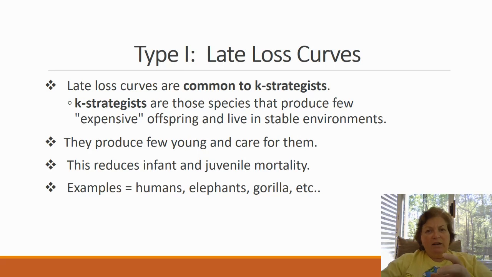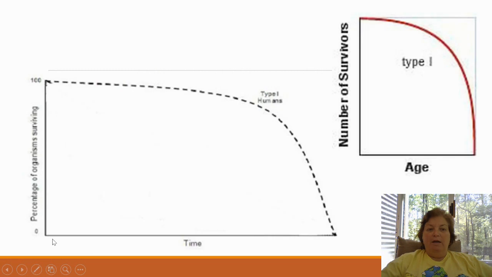We're going to invest a lot of time. Sometimes it's going to be years, sometimes it's going to be months, but we do invest time. We only produce one offspring usually, sometimes 2 or 3, but it's a small amount. So these are going to be your type 1. And this is the curve for type 1. They're born, they survive, they get to old age, and they die off. And this is just another view of the same curve.